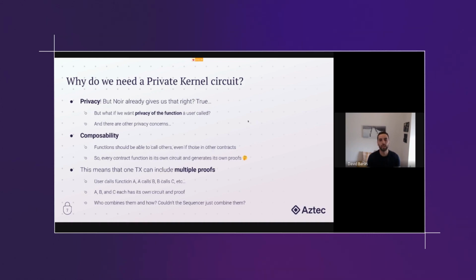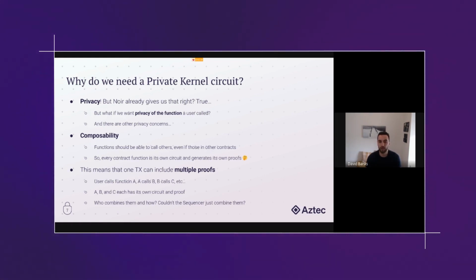Okay, but why do we need a private kernel circuit? Well, number one thing is for privacy, but Noir kind of already gives us that, which is mostly true, but we actually want privacy of the function that the user called in the first place. And there are some other privacy concerns that we'll come back to in the next slide. But for now, another thing that we need the kernel circuit for is composability. Functions should be able to call others and even those in other contracts. So what that means is that when Noir is used in the context of smart contracts, every contract function is going to be its own ZK circuit that can generate its own proofs.